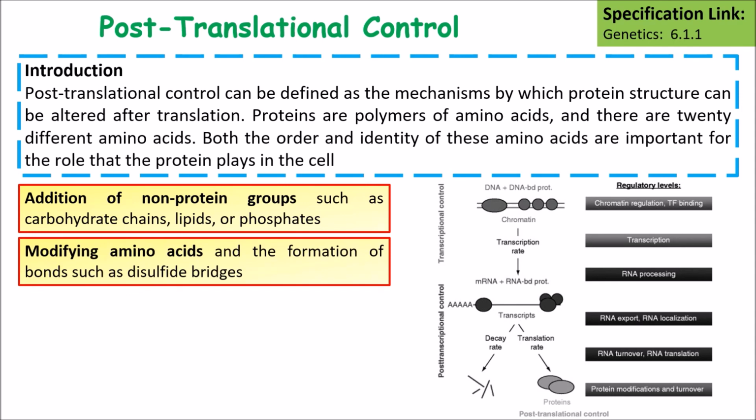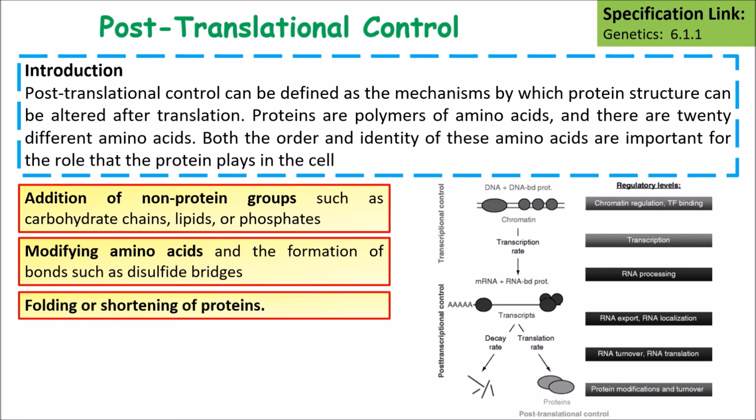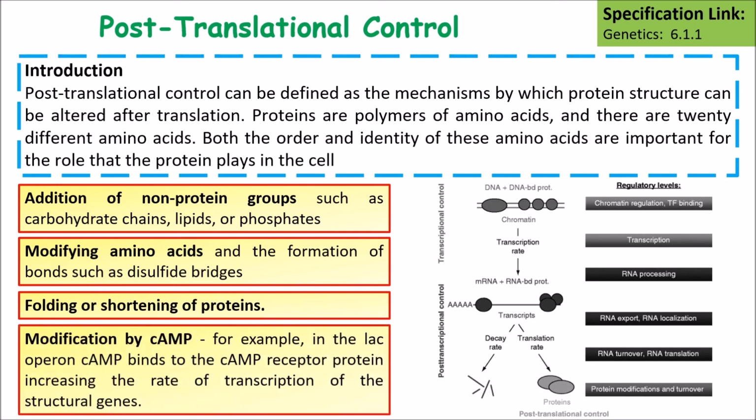Modifying amino acids and the formation of bonds such as disulfide bridges can affect them. Folding or shortening of proteins will have an effect on that protein's action. And there is modification by cyclic AMP. For example, in the lac operon, cyclic AMP binds to a cyclic AMP receptor protein, increasing the rate of transcription of structural genes.